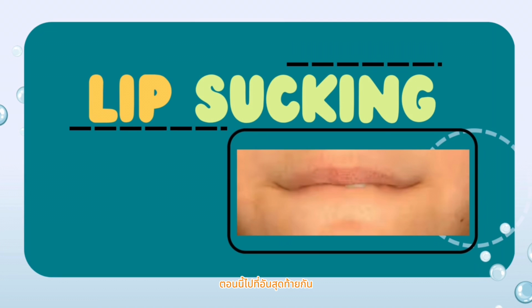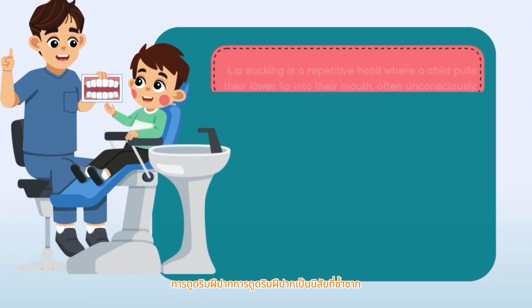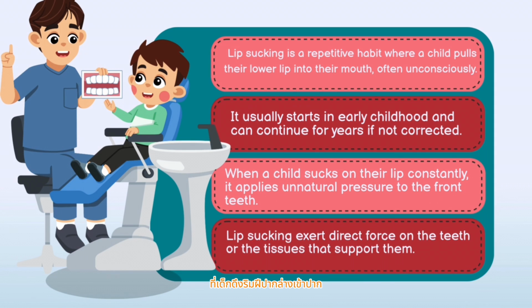Now, let's go to the last one, lip sucking. Lip sucking is a repetitive habit where a child pulls their lower lip into their mouth, often unconsciously. It usually starts in early childhood and can continue for years if not corrected. When a child sucks on their lip constantly, it applies unnatural pressure to the front of their teeth. Lip sucking exerts direct force on the teeth or the tissues that support them.